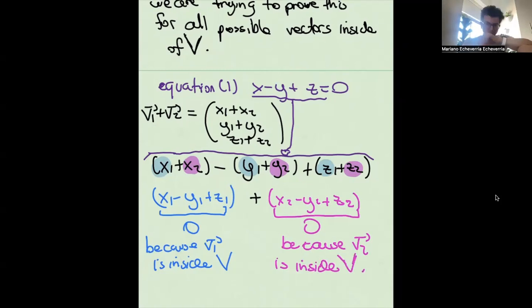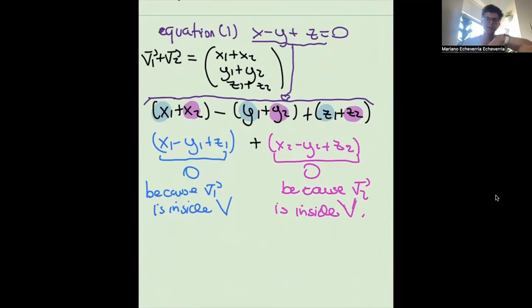Is that making sense? So you would get 0 plus 0, and that's 0, right? So that means that if you check the first equation for the sum, it actually equates to zeros, which is what we needed to make sure would be satisfied. Is that okay? Are there any questions about this up to this point?